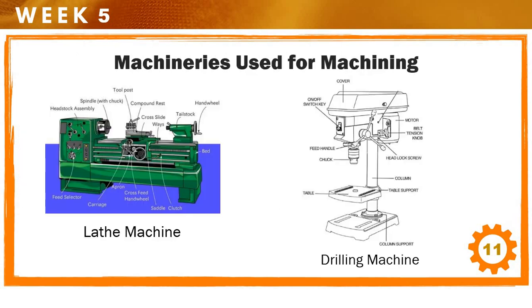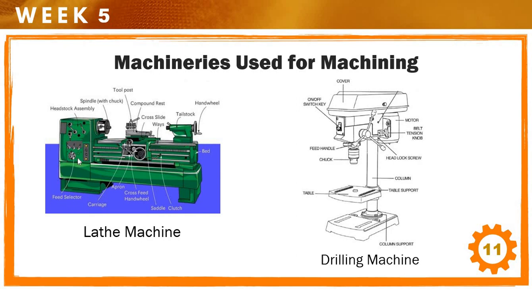Alright, so let's go to the machineries. These are the pictures or illustrations for the machines that we have defined a while ago. So this is the lathe machine. It has many different parts. The first part here on the left side is the headstock assembly, or the adjustment for the headstock. Usually the headstock is the one that holds the workpiece.